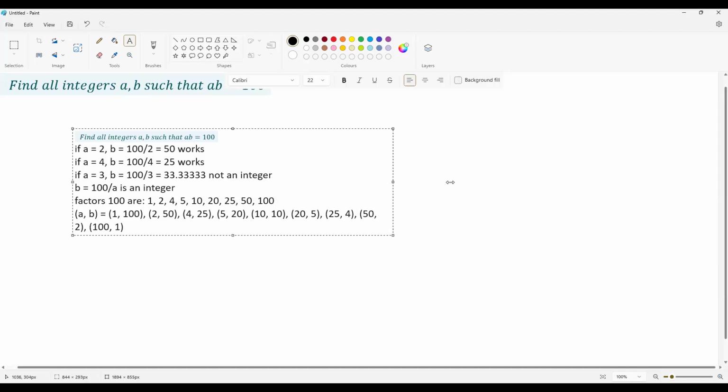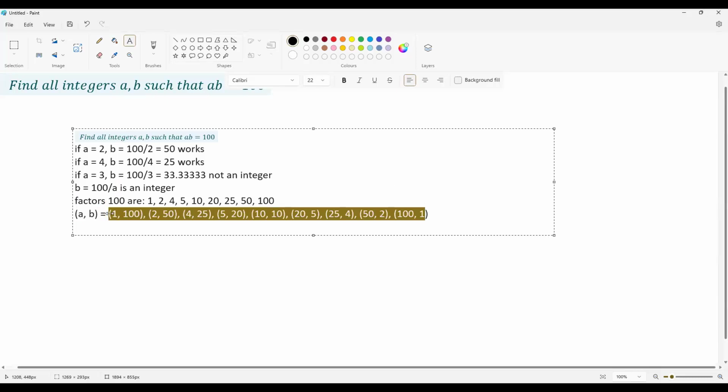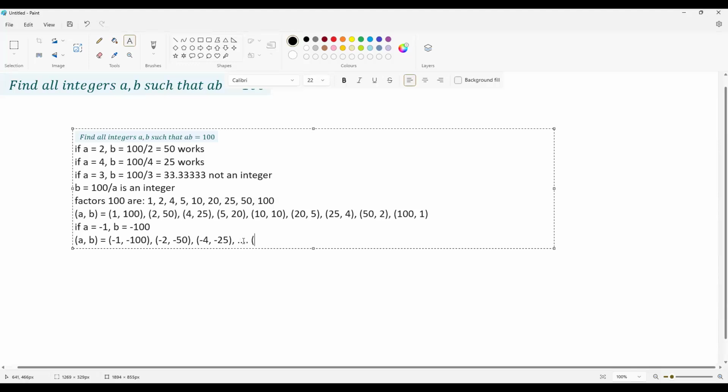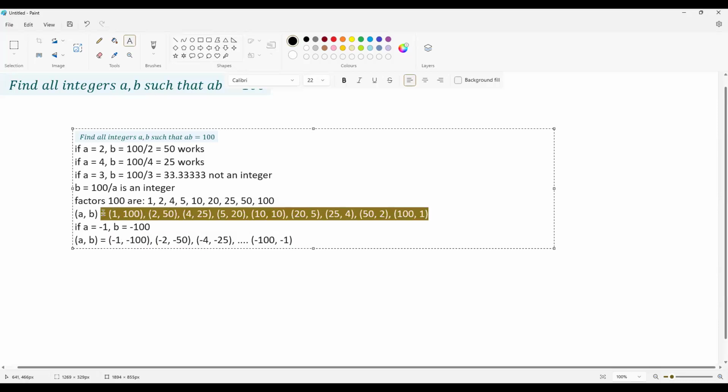But we're not done, right? Because the question asks for integers, but we've only given half of the answers, right? Because, for example, if a is equal to -1, b is equal to -100. So all the answers are -1, -100, -2, -50, -4, -25, and so on. So that's what the solution is.